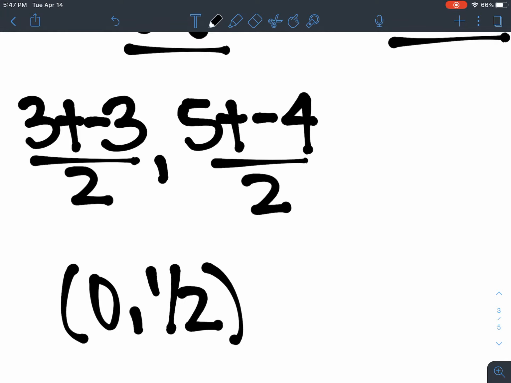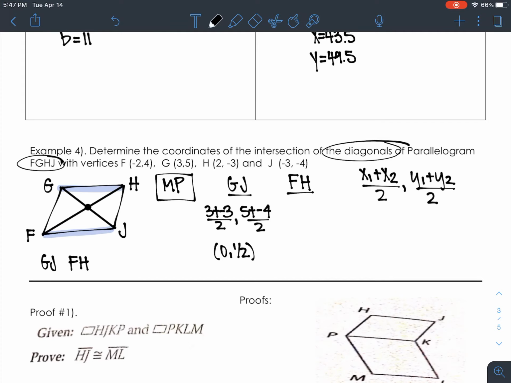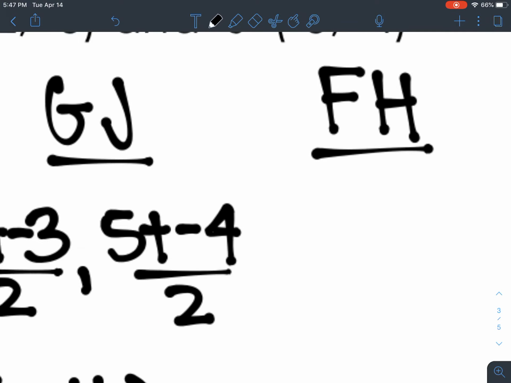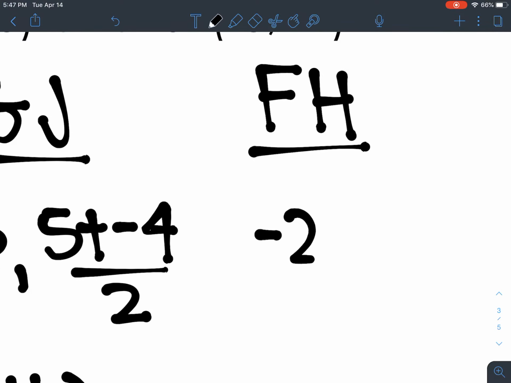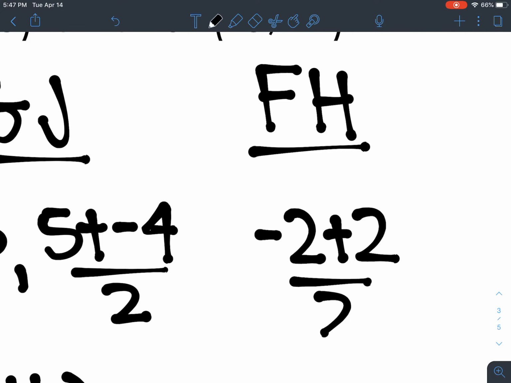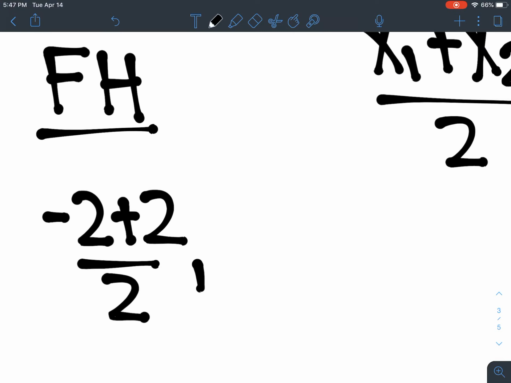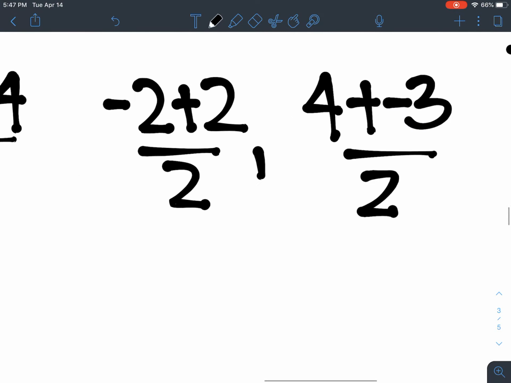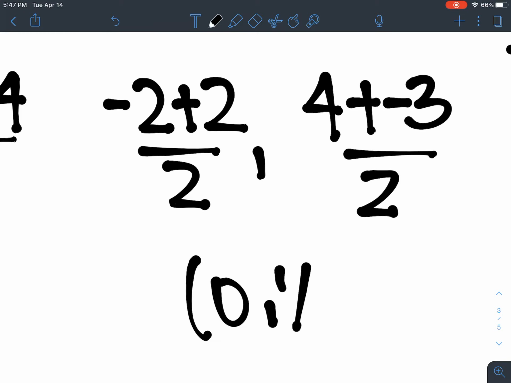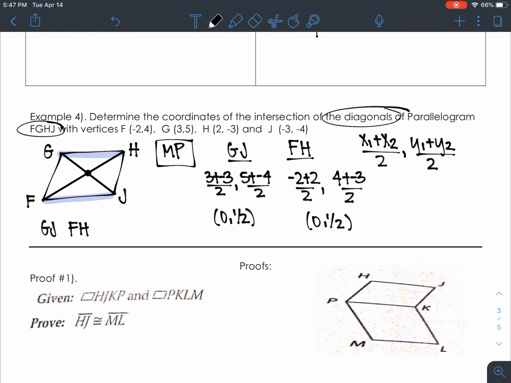Let's double check and make sure that FH is the same so I know I did my math right. For FH, it's going to be negative 2 plus 2 divided by 2, comma, 4 plus negative 3 divided by 2, which gives me 0, comma, 1/2, which is exactly what should have happened. So my answer here is simply 0, comma, 1/2 as the intersection of the diagonals.